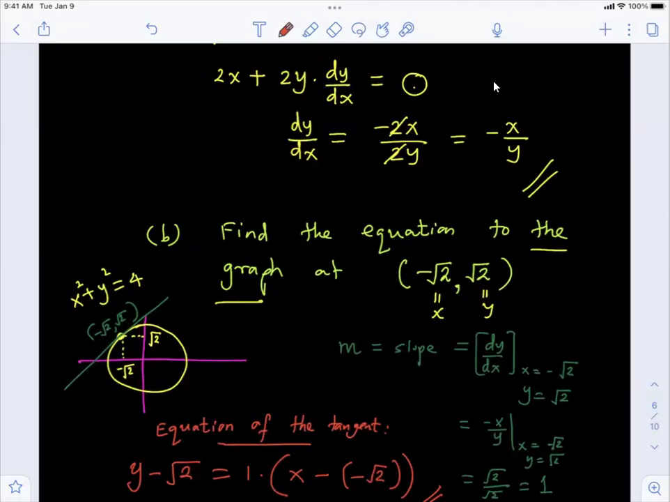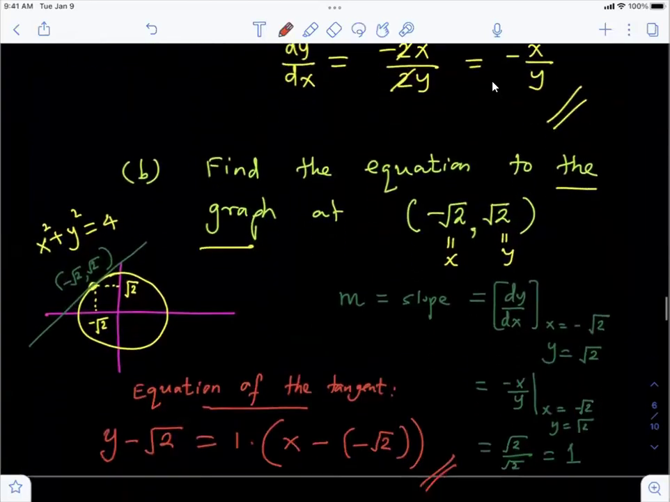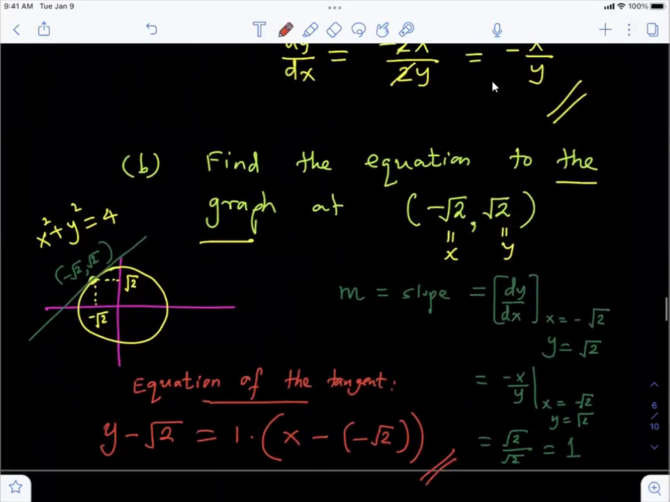What's new is exactly hidden in this minor computation right here in part A. The computation of dy dx is a new addition to this scenario, and then the rest is the same situation. When you have dy dx, it is none other than the slope of the graph.